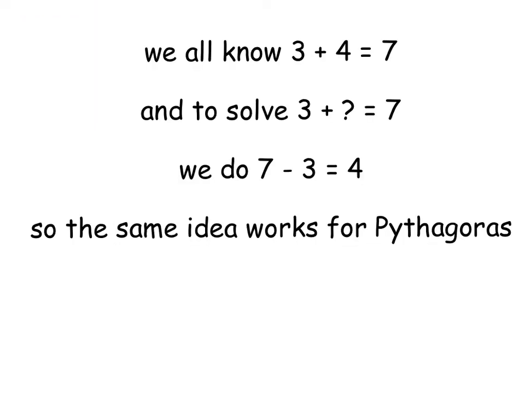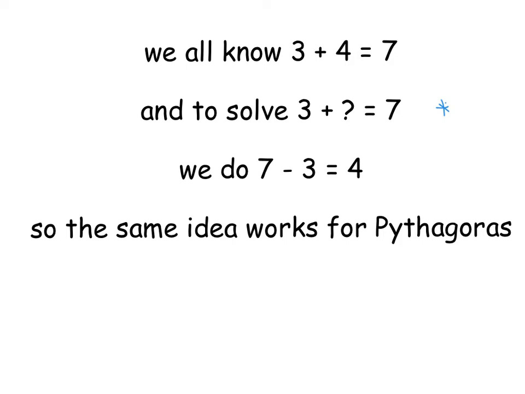So when we teach you to add, we teach you first of all that 3 add 4 is 7 and we all know that. And to solve this question here where I give you 3 plus what is 7, most people will be able to say, oh, it's just 4. But do you agree that what you're actually doing there is 7 take away 3 to get you 4?